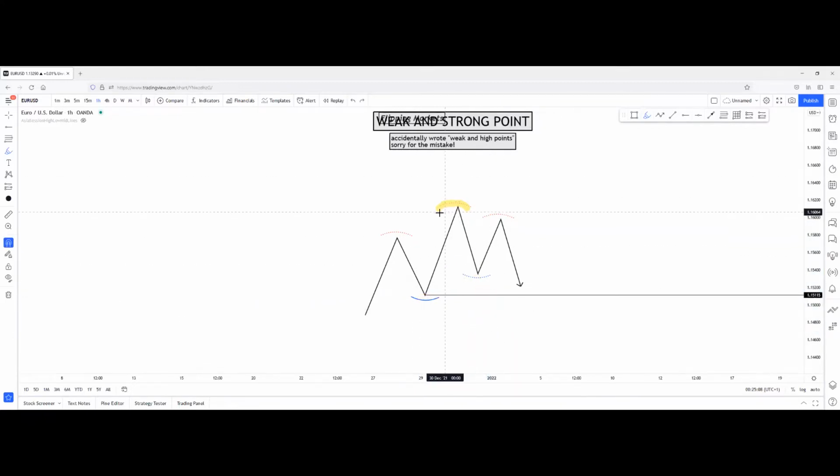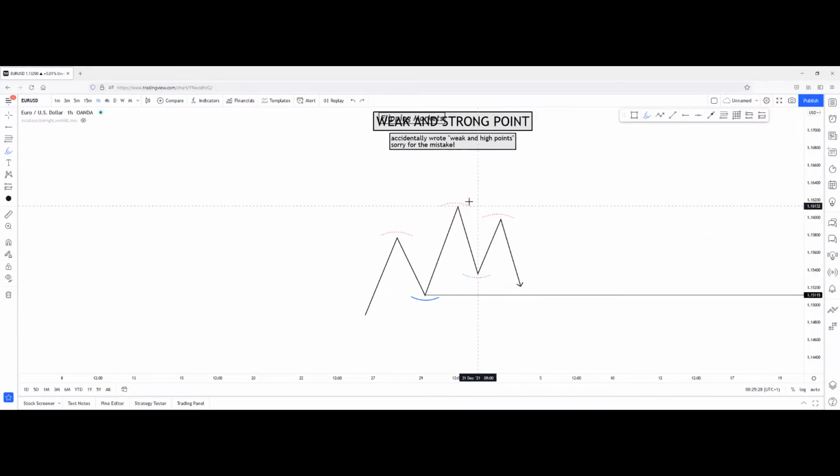So this proves this high is weak. After this, price started to form a main trend movement and tried to break above this last weak high and tried to break structure to the upside. But it couldn't break structure and couldn't break the last weak high. So this proves this point, this low, will be weak.